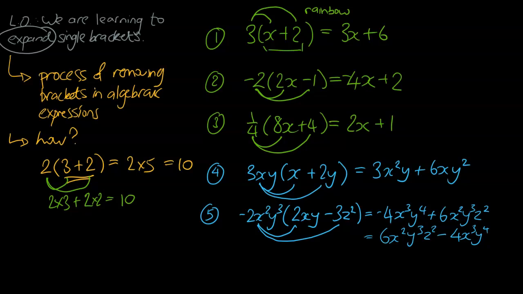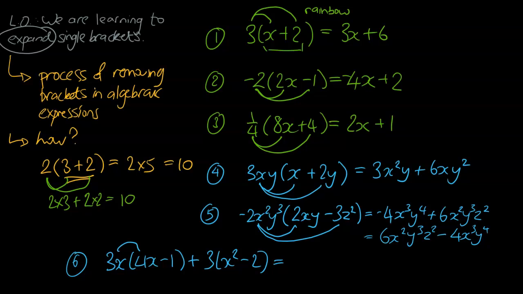And I suppose the very final question we want to look at is sometimes there might be two brackets in the same expression. So let's say we've got 3x and then we've got 4x minus 1, and then we're going to add 3x squared minus 2, for example. So process, we're just going to do that twice.